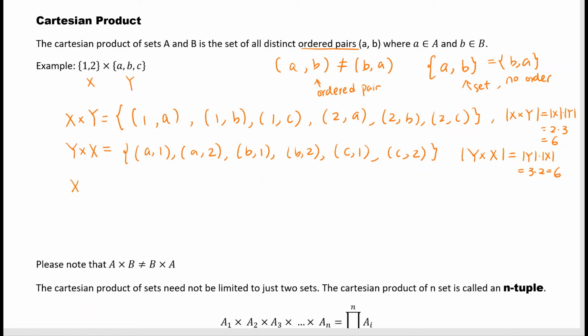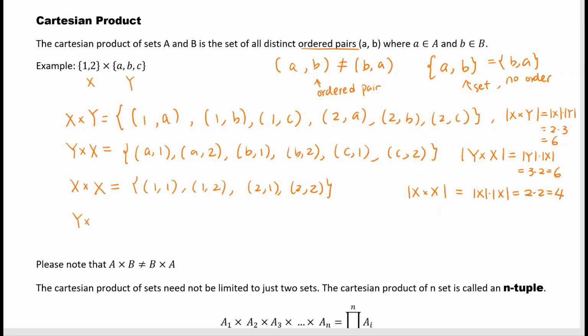And we can also talk about X cross X. That equals {1, 2} cross {1, 2}, so it's (1,1), (1,2), (2,1), (2,2). Okay, so in this case, what's the cardinality of X cross X? That is the cardinality of X times the cardinality of X, which is 2 times 2, which is 4.